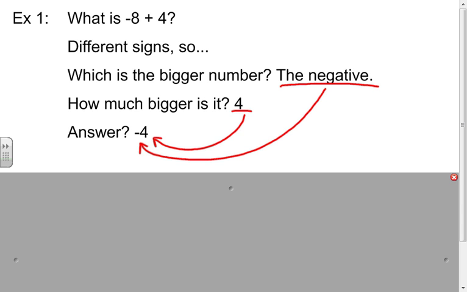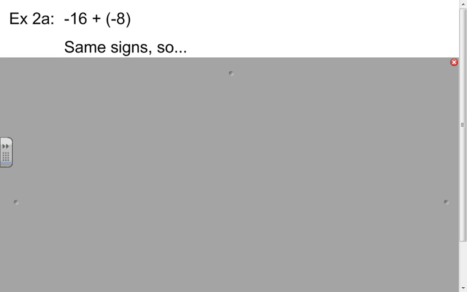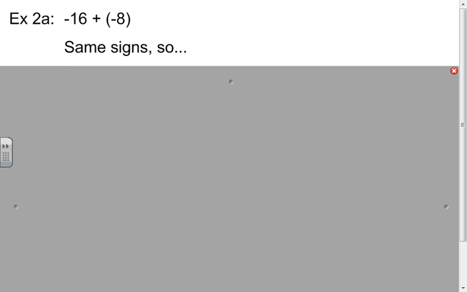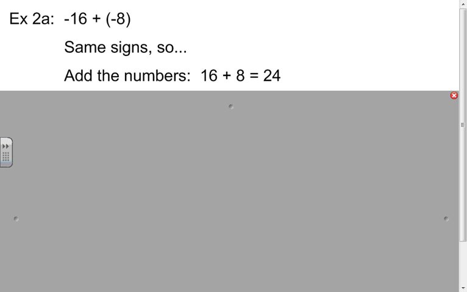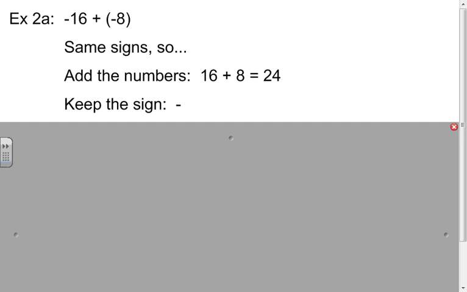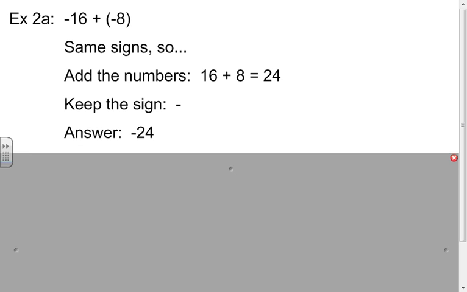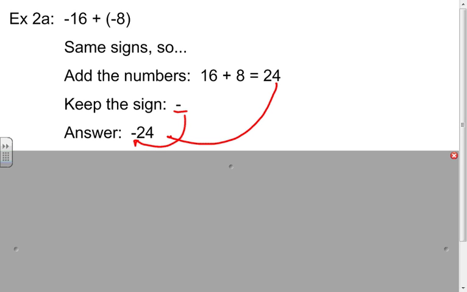Okay. Let's do another one of those. Negative 16 plus a negative 8. Okay? I'm adding two things together. I'm adding a negative 16 and a negative 8. Those have the same sign, so I'm going to use that part of the steps. If they have the same sign, add the numbers. 16 and 8 gives me 24. And keep the same sign. The sign that was the same in both of those was the negative one. So the negative sign comes down here, and the 24 comes down. So my answer is negative 24.